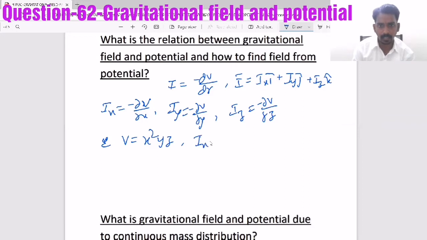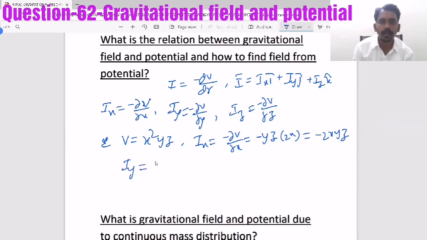Then the very first thing is Ix. Ix is minus ∂V/∂x. With respect to x, yz is constant, so it will come out. So differentiation of x square, as usual formula, same like differentiation. So minus 2xyz. Similarly, when you want to find Iy, minus ∂V/∂y.